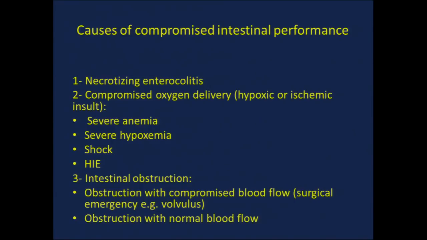Dr. Nayo mentioned before that we call all of these categories NEC, but they are different in mechanisms and they are different diseases, but all of them will end up with the same end result, which is ischemia of the bowel. So these are the diseases or the categories that we are evaluating in our model of assessment by ultrasound. Necrotizing enterocolitis is a typical one in premature infants, with compromised oxygen delivery as a result of severe anemia, severe hypoxia, shock, HIE, or intestinal obstruction. And as in one of the cases, obstruction can be associated with compromised blood flow, which might be difficult to evaluate by X-ray or even contrast studies. Simple obstruction has normal blood flow. You can differentiate between both by ultrasound.